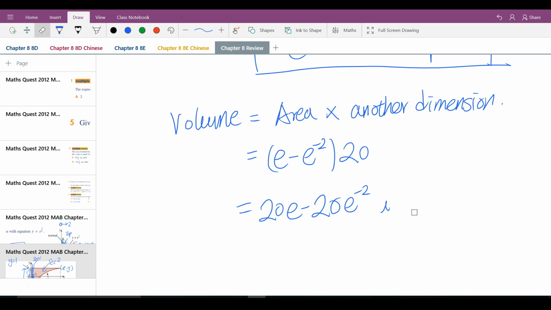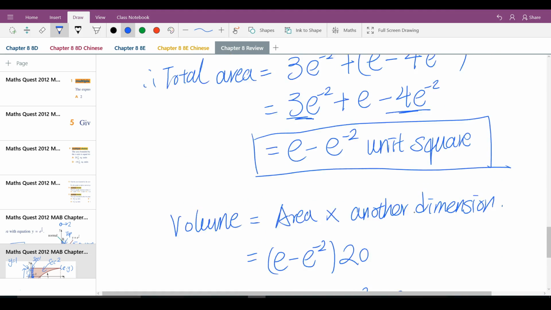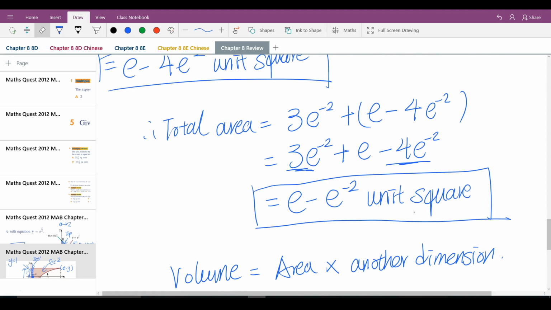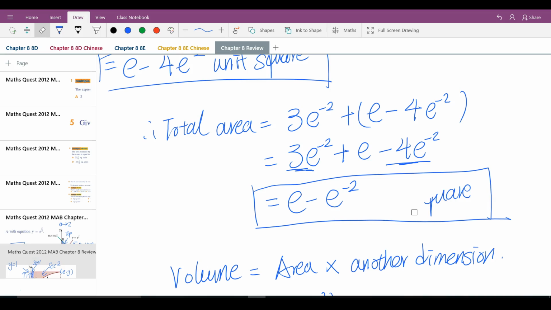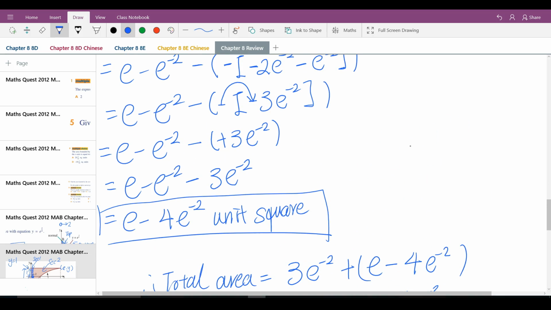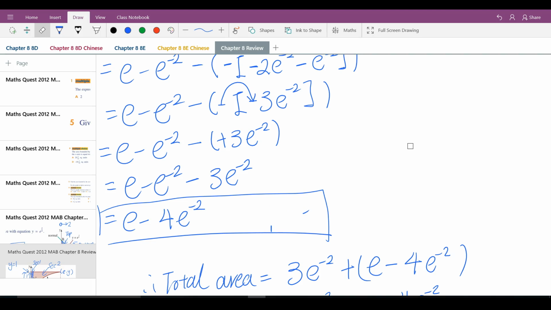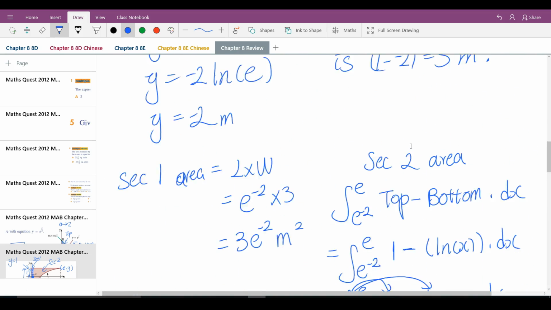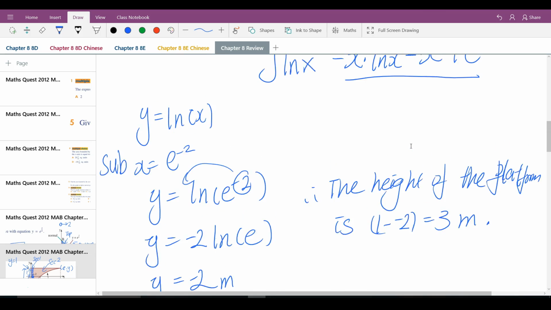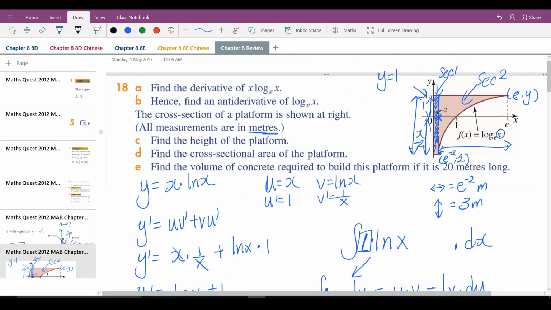Oh, so it's not unit square. We only call it unit when there's no measurement given. It's in meters, so this is meter cube. Silly me, it's not unit square, we've got a unit, it's meter. Alright, change it. I don't know how many marks they will give you if you put unit square here instead of meter square. They would probably give full marks, I suppose. Good. So that's it.